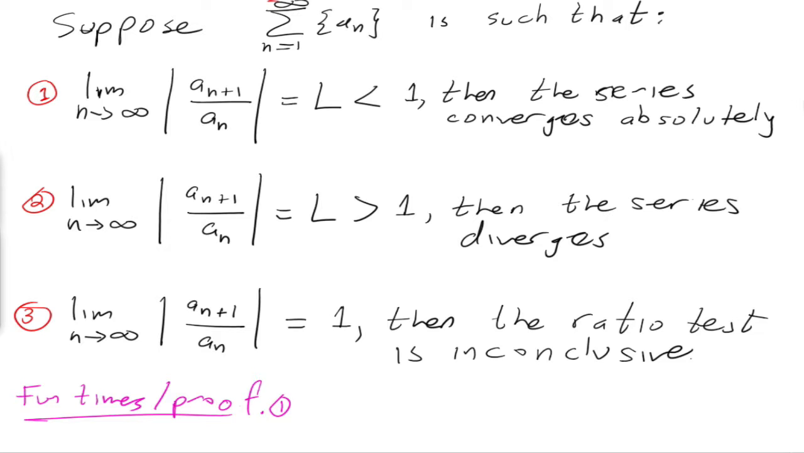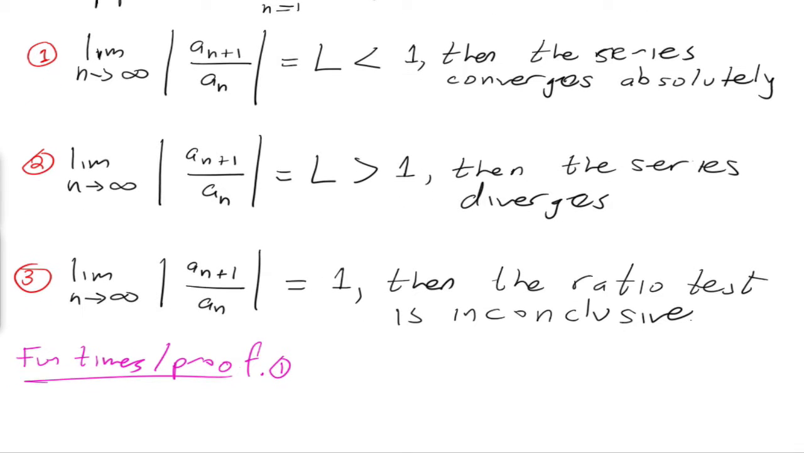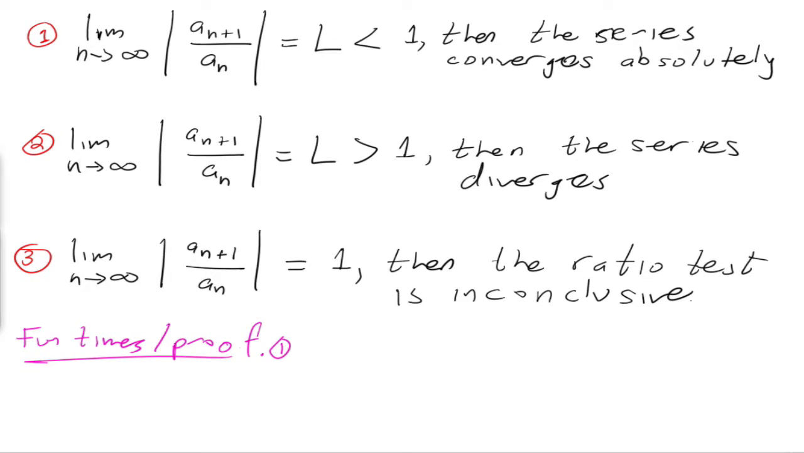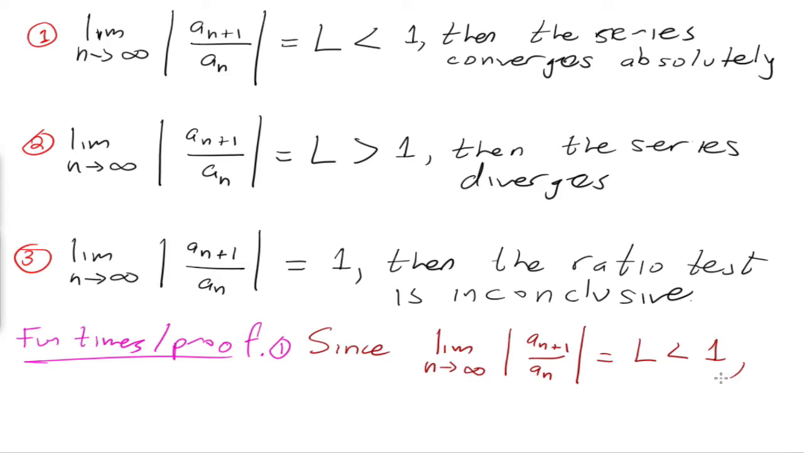Alright, so the fun times begin. So what are our assumptions? We know that since the limit as n goes to infinity of a sub n plus 1 over a sub n is equal to L, which is less than 1, what does this mean?